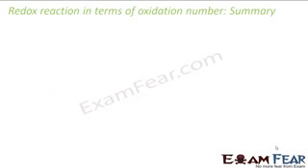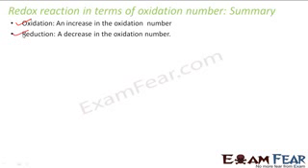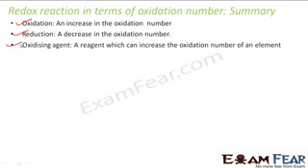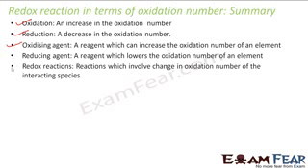So let's do a recap of redox reactions in terms of oxidation number, right? The new definition is: oxidation is nothing but the increase in oxidation number. Reduction is nothing but the decrease in oxidation number. Oxidizing agents are reagents which increase the oxidation number of another element and they themselves get reduced. Similarly, reducing agents are those elements or compounds which lower the oxidation number of another element and themselves get oxidized, right? So a redox reaction is a reaction which involves change in oxidation number.